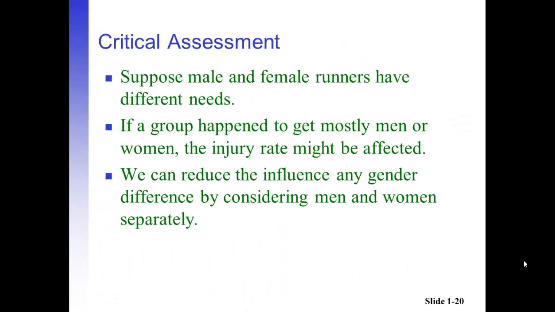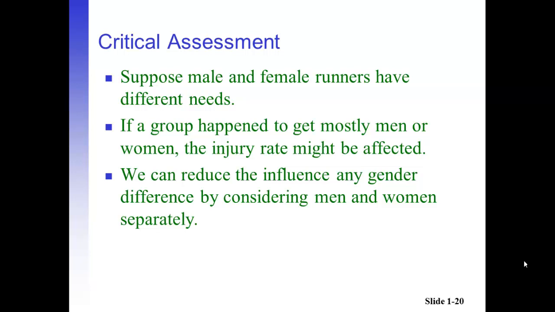Now, it is a possibility that male and female runners have different needs in terms of their shoes. Whether this is the case for running shoes actually is probably open to debate, but it wouldn't be hard to imagine an experiment where we would expect that male and female subjects would be quite different. If a group happened to get mostly men or women, injury rate could be affected if males and females are different in their shoe needs. However, we could reduce the influence of any gender difference by considering men and women differently by separating them into blocks.